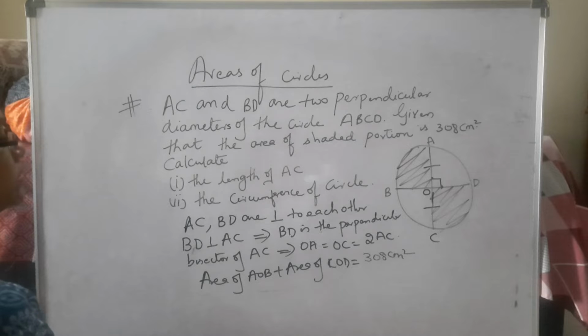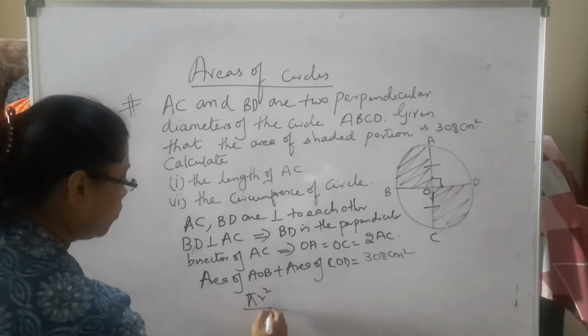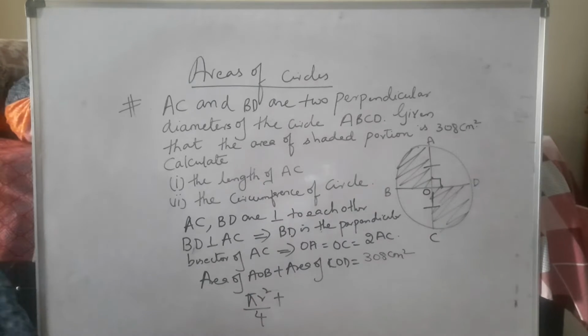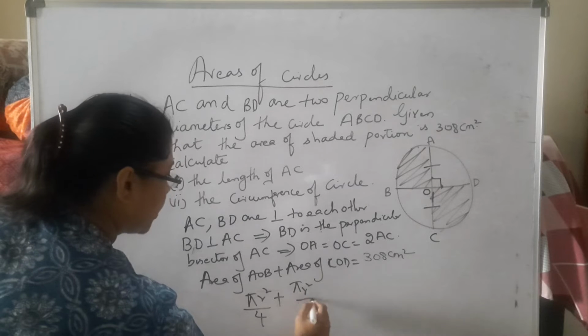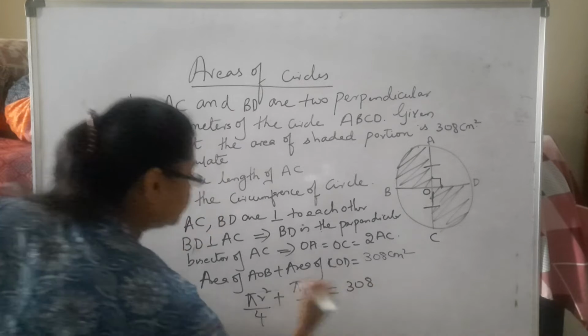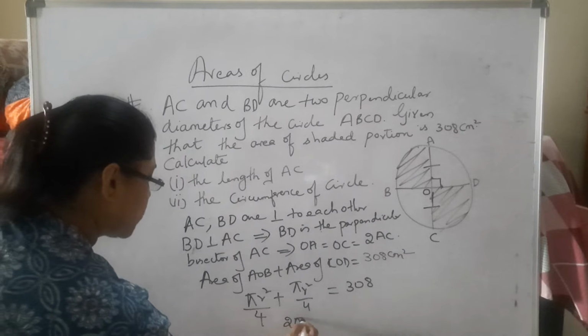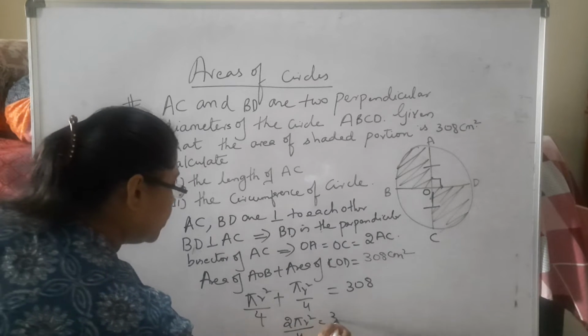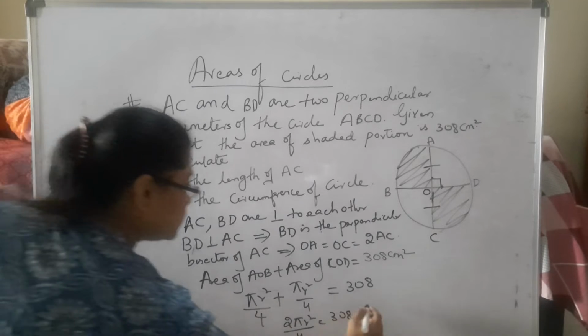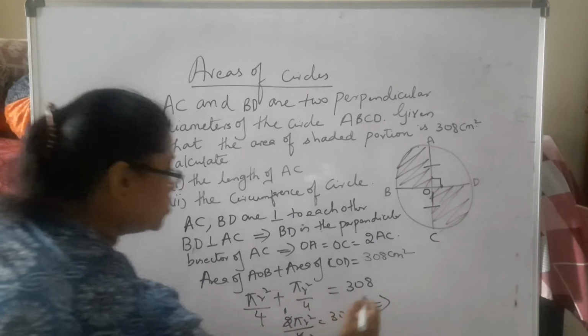So area of AOB is what? You know that the area of a semicircle is pi r square by 2, isn't it? Because it is a quadrant, a quadrant will be half of a semicircle. So the area will be pi r square by 4. So the area of COD will also be pi r square by 4, because a quadrant is half of the semicircle, which equals 308. So now 2 pi r square by 4 is equal to 308. Let me simplify this. 2 ones are 2, 2 twos are 4, so it is pi r square.